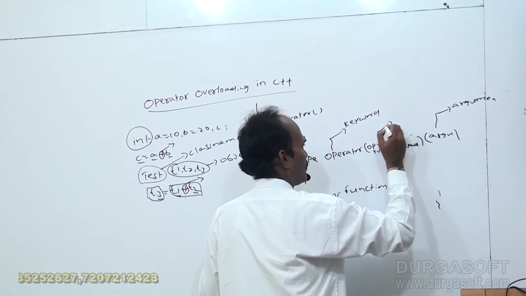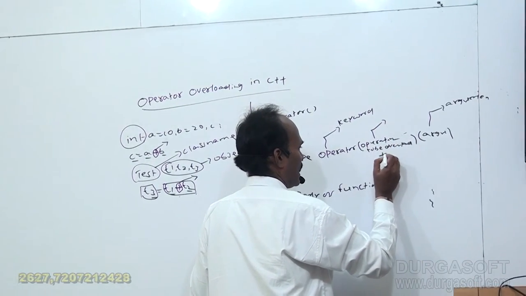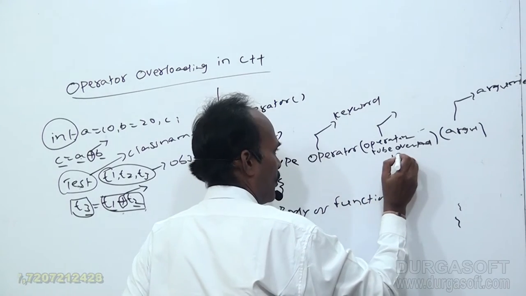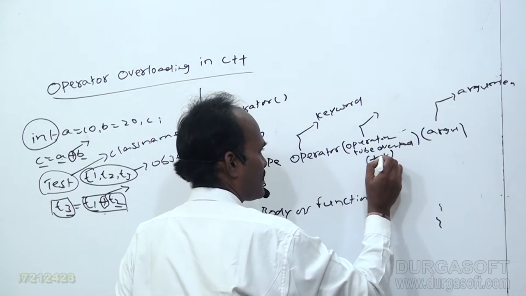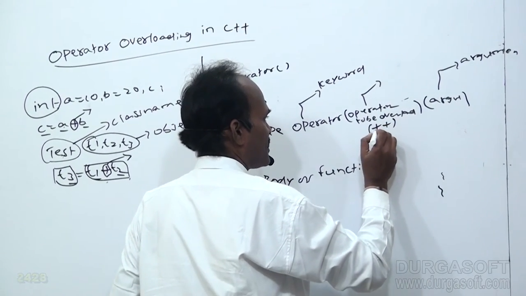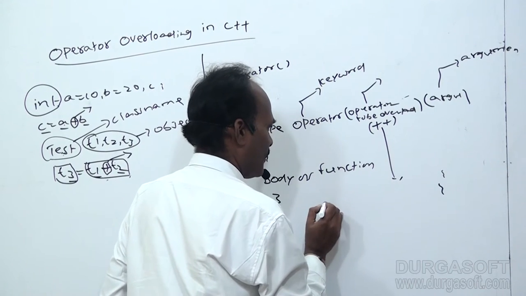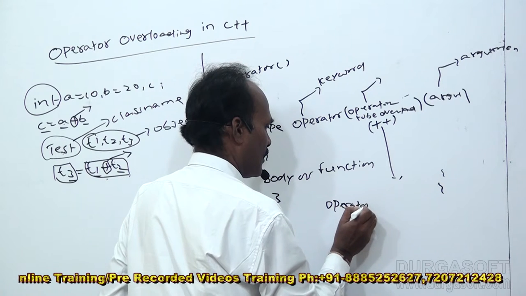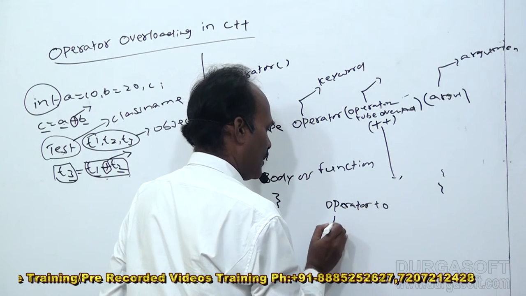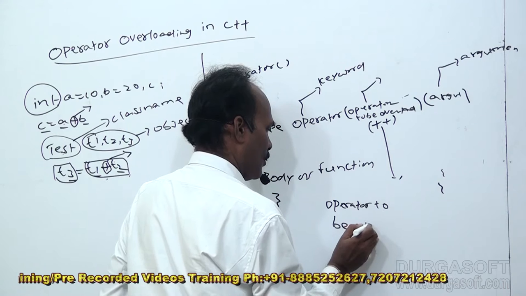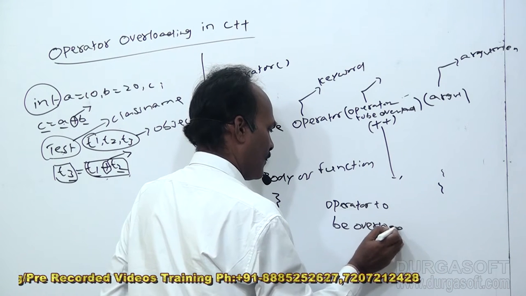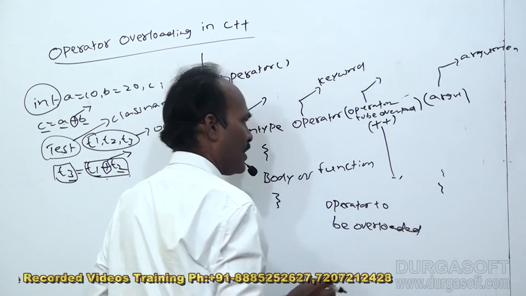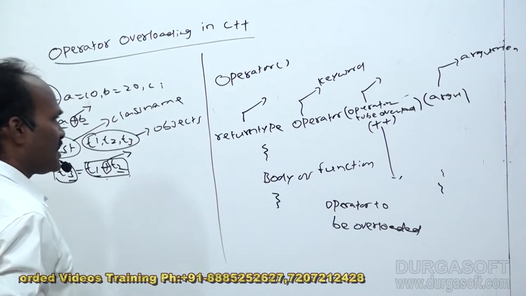Now this is the operator to be overloaded. Suppose I am going to overload plus plus or minus minus, whatever it may be. Here you can write the operator to be overloaded. Okay, this is the syntax.